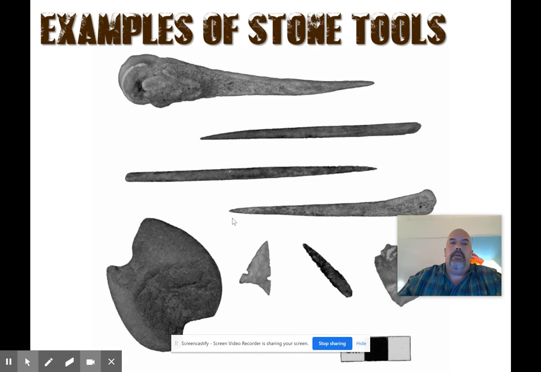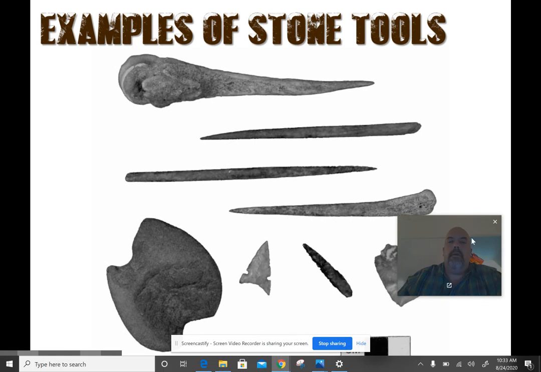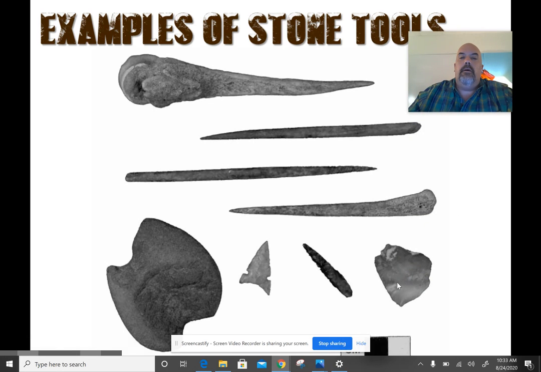Here's some of the tools that they used. You can see arrowheads, knife cutting, all kinds of tools. There's a hatchet. There's some needles that they could use to dig out the meat and the bone, or the marrow in the bones.